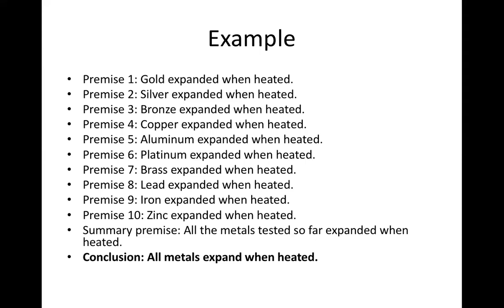Remember that each of the premises is saying something about particular members of a class. Now, gold is a particular member of the class of metals. Silver is a particular member of the class of metals. Bronze is a particular member of the class of metals. So you have 10 members of the metal class. These 10 members expand when you heat them. So on the basis of those 10 expanding, the conclusion is that all metals, all members of the metal class, expand when heated. So what it means is that the conclusion is not strictly warranted. You can't reach a conclusion on all members of a class because you tested 10 members.